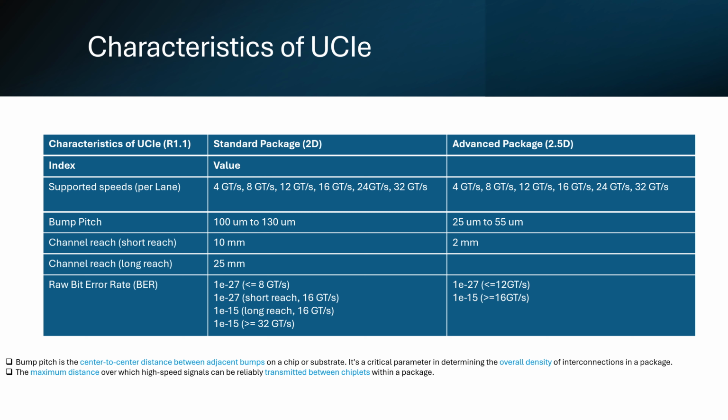Why advanced package? The UCIe 2.5D advanced package aims at better performance and better bandwidth. Naturally, the interconnect parameters have to be optimized, and hence it supports the smaller reach.